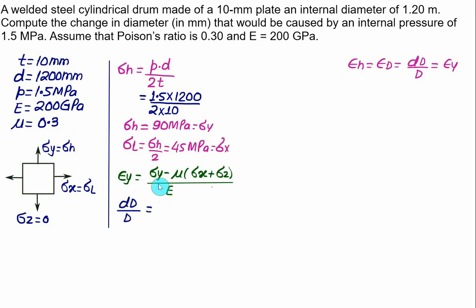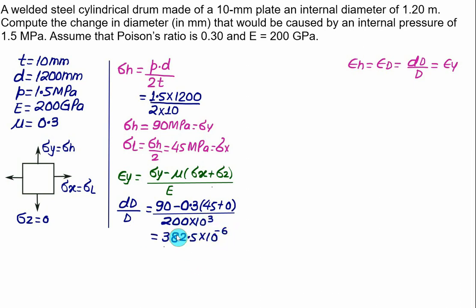Stress along the y direction is equal to 90 minus mu. Mu is given as 0.3. Stress along the x direction is equal to 45. Stress along the z direction is always equal to 0. Divided by Young modulus, which is equal to 200. You have to use this value always in megapascal, into 10 to the power minus 6.